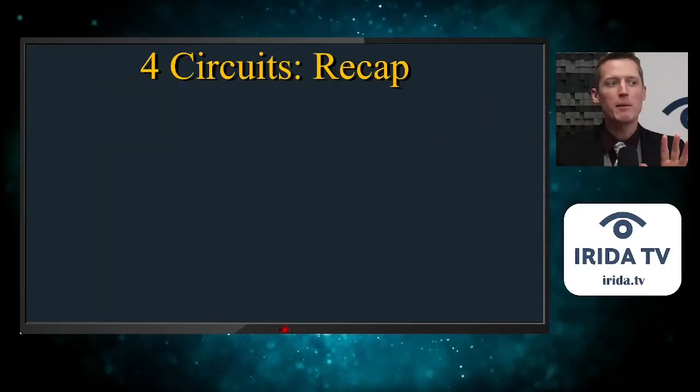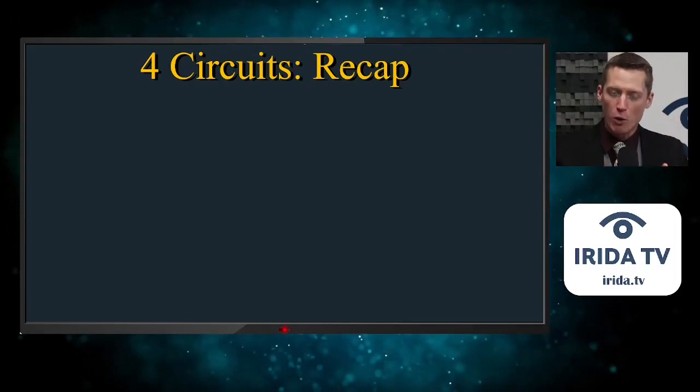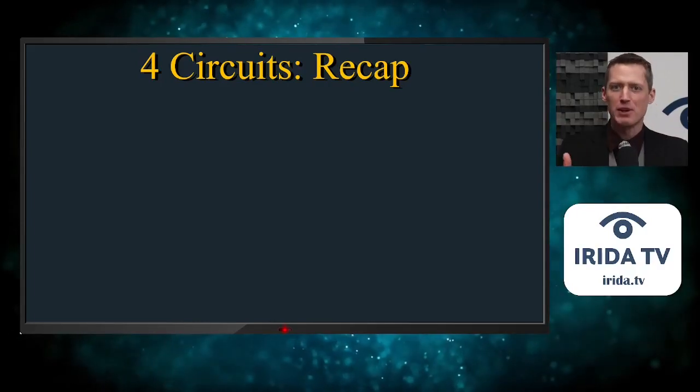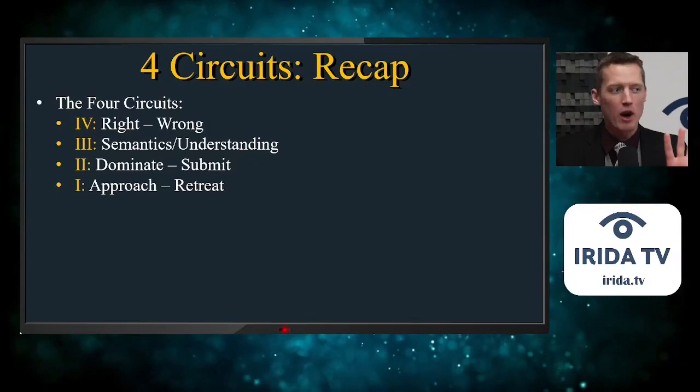So before we get into part 3, let's do a quick recap of the first 2 parts. So part 1 was the 4 circuits of human interaction. This is where we're really looking at how do we define manipulation? How do we define sophistry? So we've got 4 circuits that we all interact on.